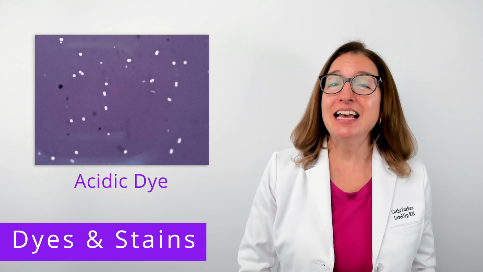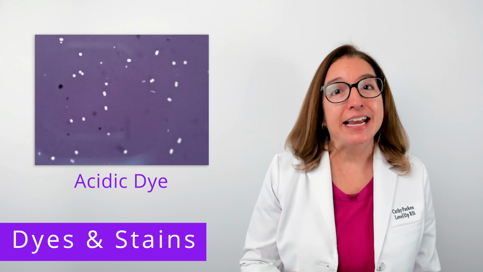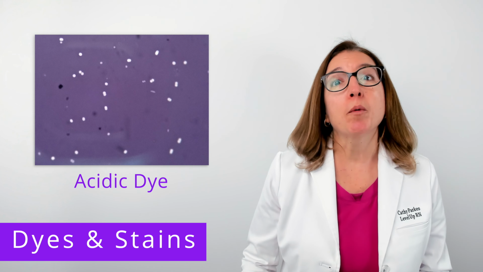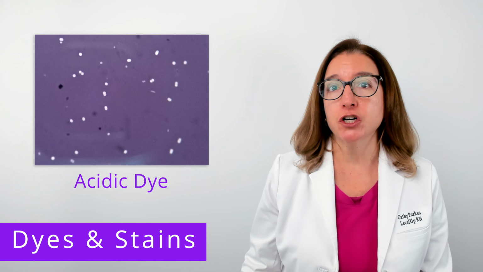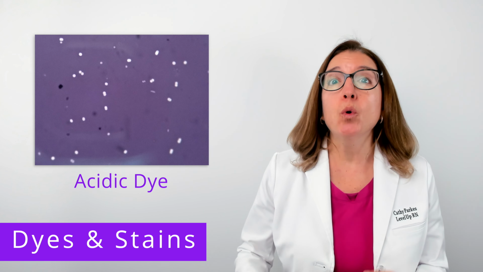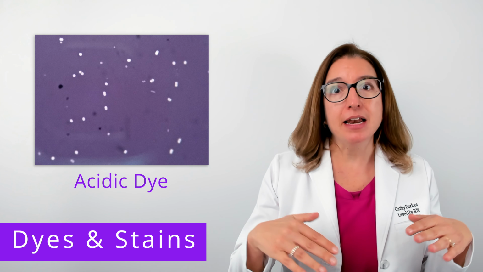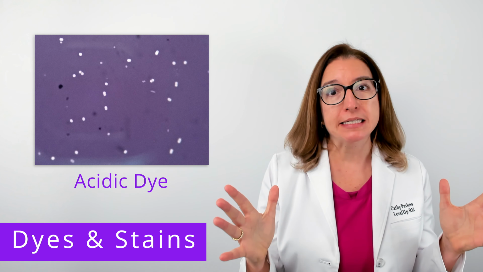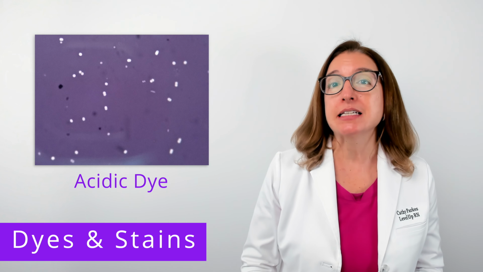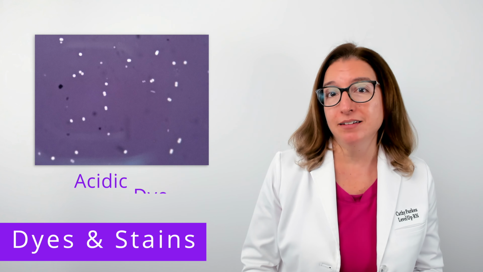On the other hand, an acidic dye is a negative stain. So it will be repelled by the negatively charged cells, so the cells will not take up the dye, and instead the background will be stained. An example of an acidic dye is Congo red.